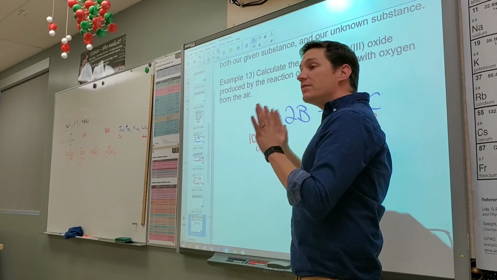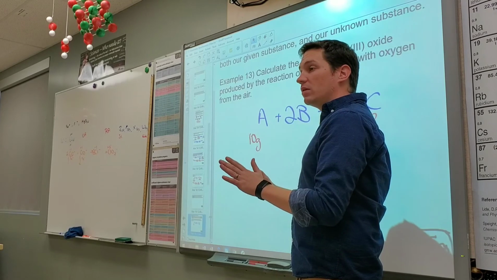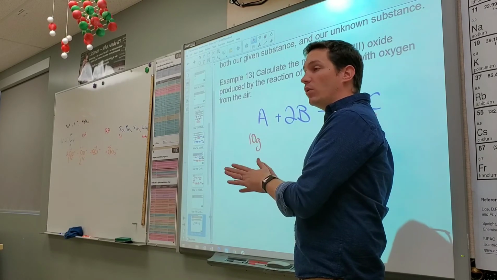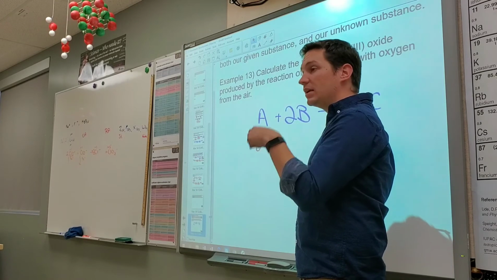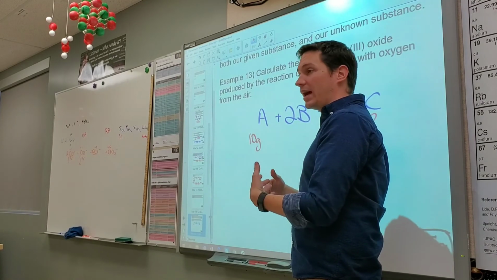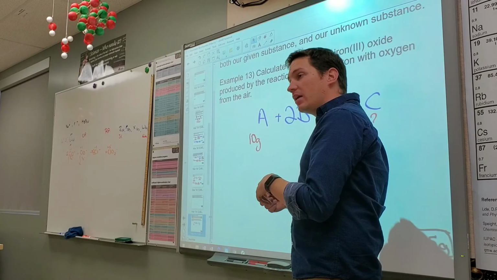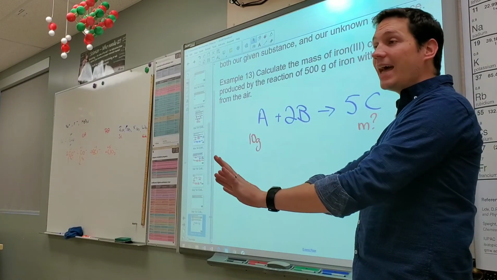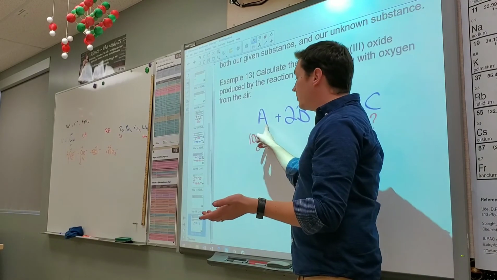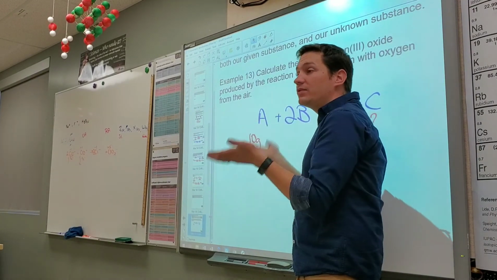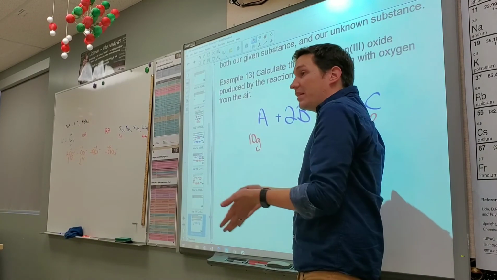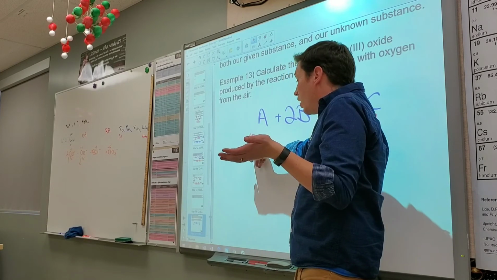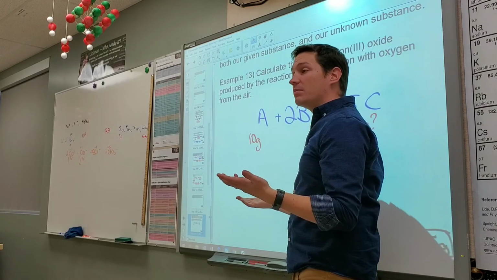It gives you the molar ratio, but it doesn't give you exactly how many moles in real life right here, right now of A that we have. Do you know what I mean by that? Yeah, for every one of these, we make 5 of these. I understand that. But do we have one of these in real life? Or do we have 20? Do we have 3,000? Do we have 0.5? Who knows? We've got 10 grams.